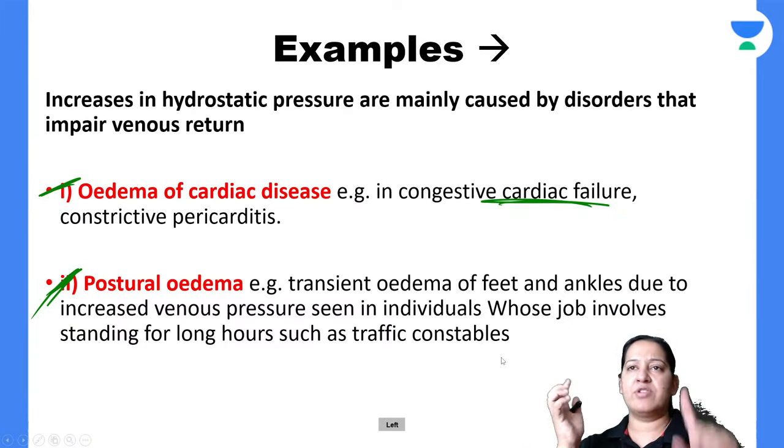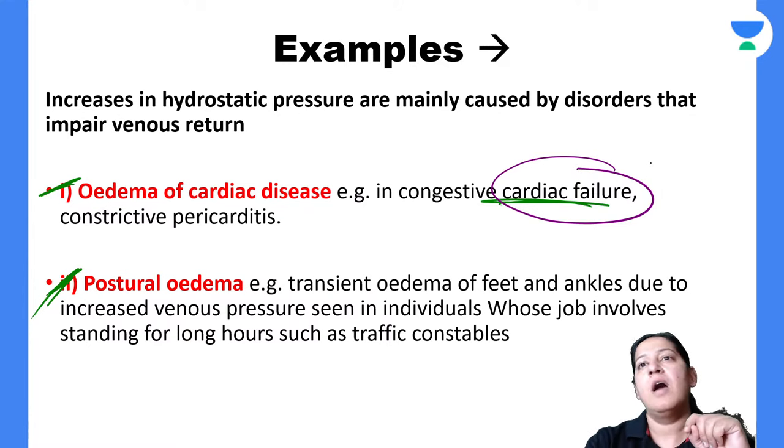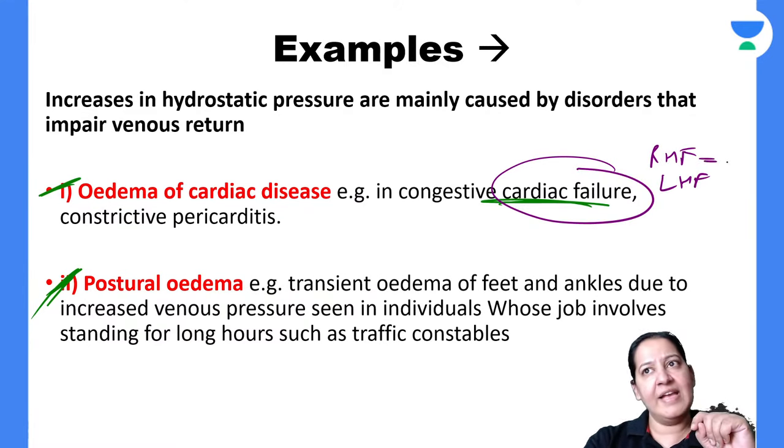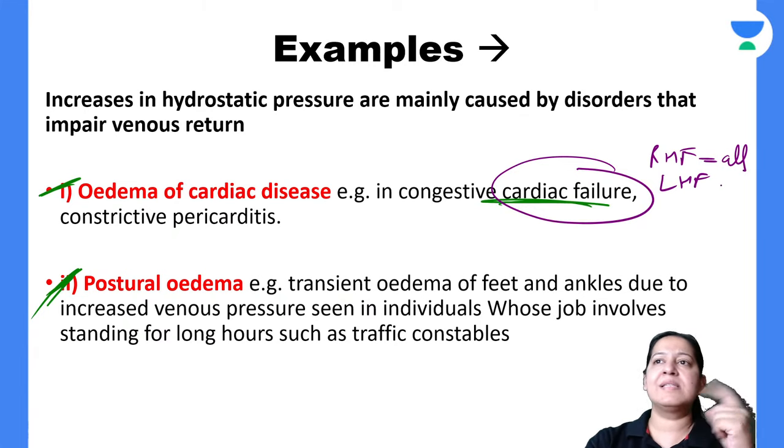So of increased hydrostatic pressure, the first example is heart failure. Right heart failure and left heart failure. Right heart failure leads to edema of all organs. Left heart failure leads to edema of the lung only, that is pulmonary edema.